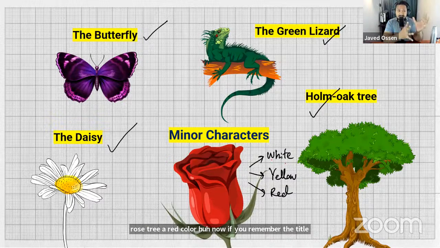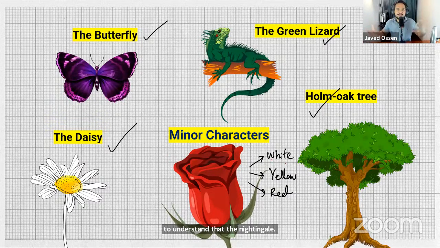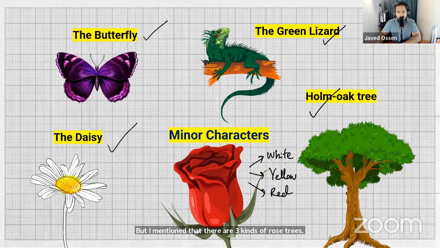Now, if you remember the title of the Nightingale and the Rose, it's very easy for you to understand that. The Nightingale and the rose are two important parts in the story. It's a story about a nightingale and a rose. But I mentioned that there are three kinds of rose trees. But what is the main color of the rose tree? What do you guys think?